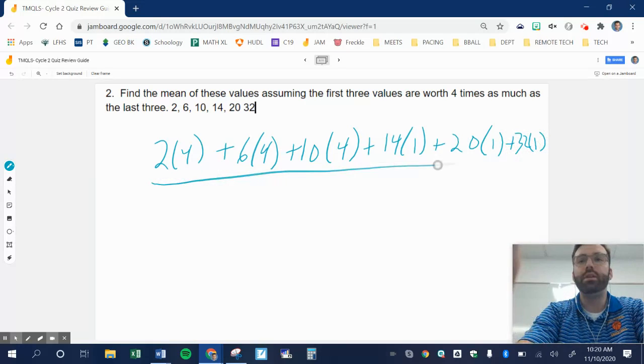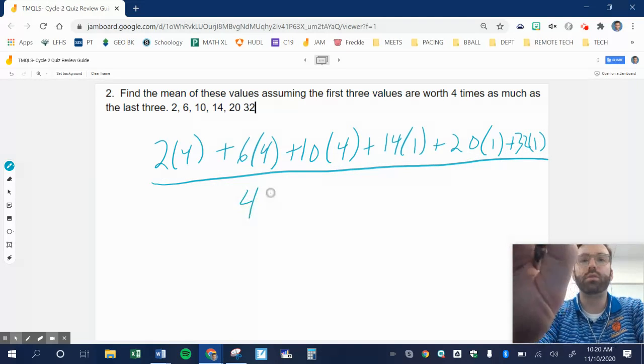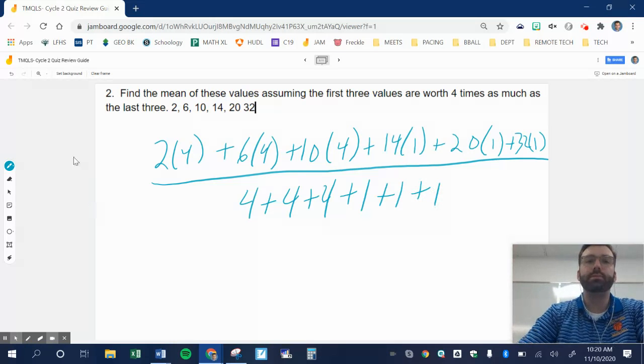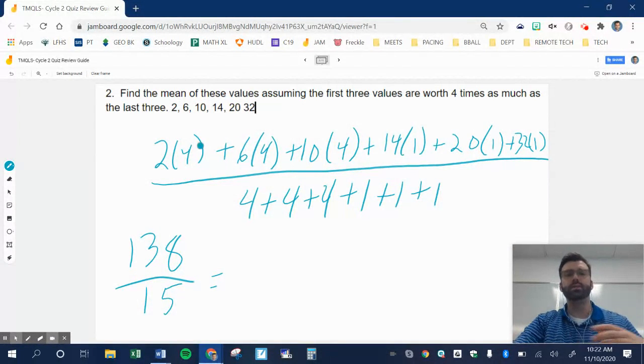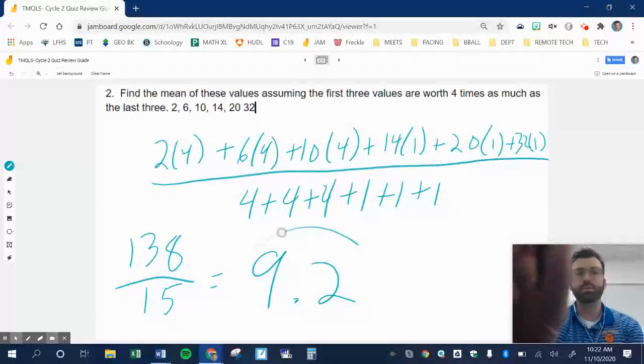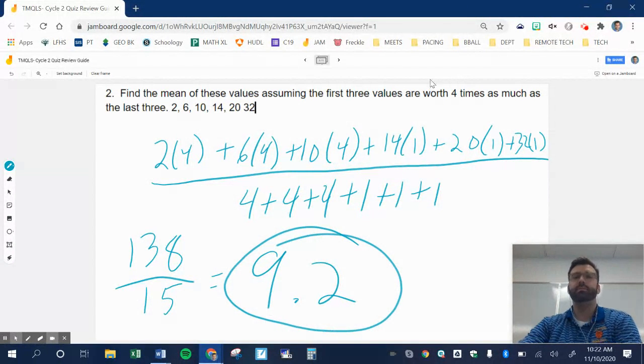Now I want to divide by my weights. I have 4 plus 4 plus 4 plus 1 plus 1 plus 1. All right, let me compute that. After all that total, I got 138 divided by 15. 138 divided by 15 equals 9.2. So that would be our weighted mean using these parameters. Sorry that took so long to get through that one.